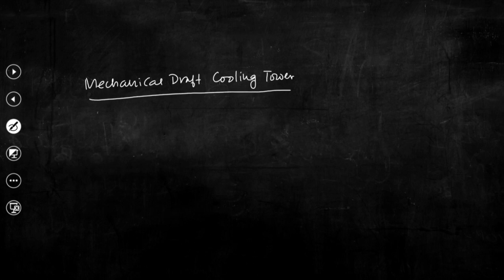this mechanical draft cooling tower, as I had discussed, to maintain the flow of air through the cooling tower, we need to have an external device, and that device will ensure that the flow of air should be continuous. So, the device is basically a fan.